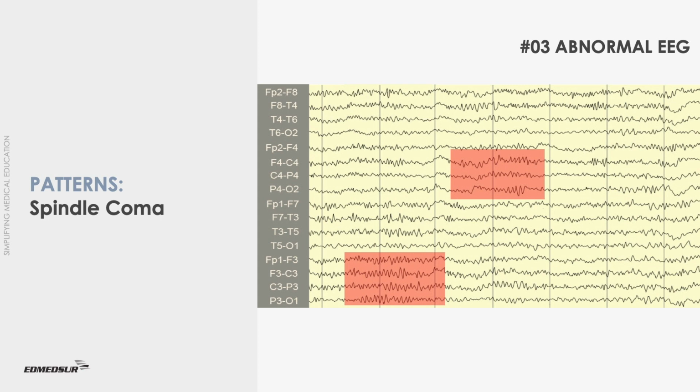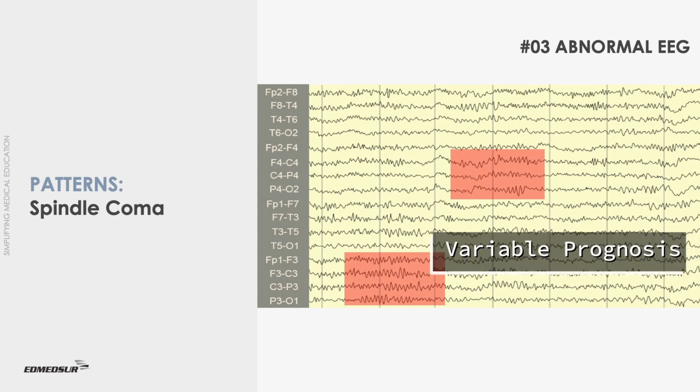Spindle coma pattern consists of recognizable sleep spindles occurring in comatose patients. It may be seen in severe conditions like postanoxic encephalopathy, head injury, stroke, drug toxicity, etc. Some of these patients are associated with preserved brainstem reflexes, and therefore may have a better prognosis. Overall, the spindle coma pattern is considered unrelated to prognosis.